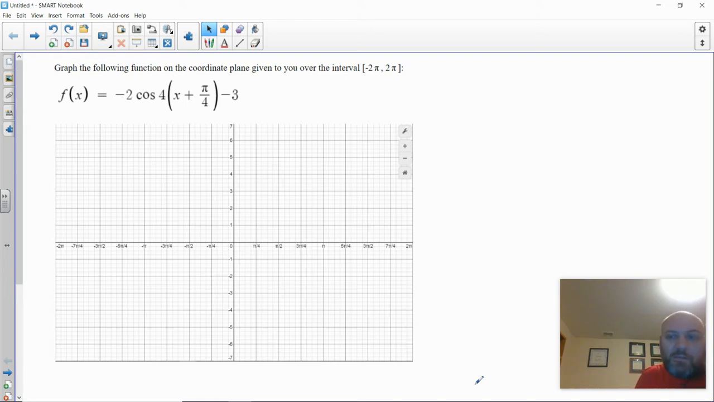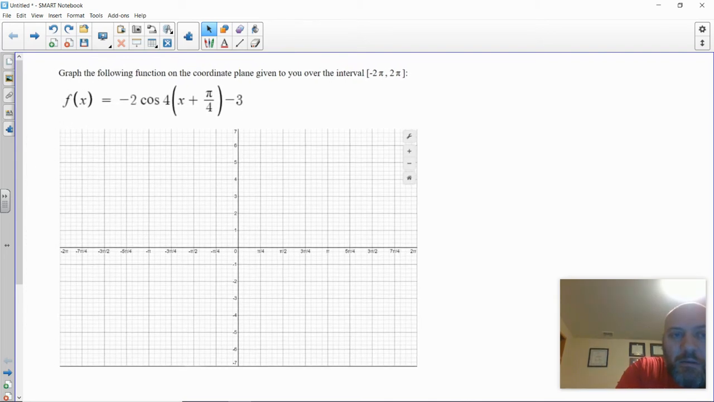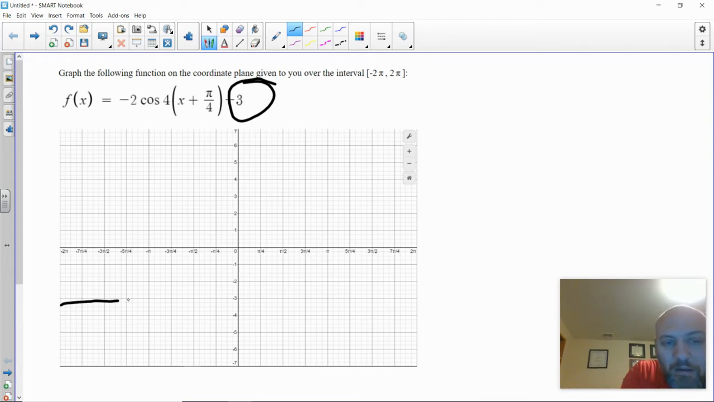All right, so let's take a look at this first equation. We have a cosine equation. The first thing I want to put on my graph is the midline, and that's indicated by this -3 right there. So at -3, I'm going to put in my midline.